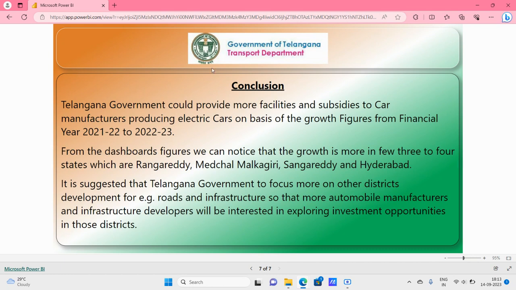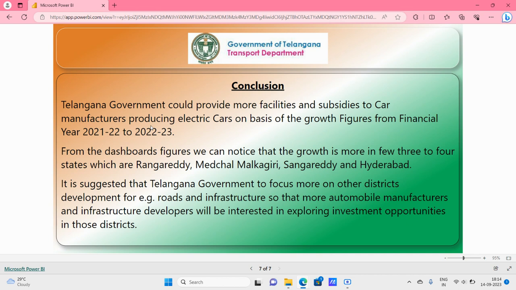From the dashboard, the conclusion we can draw is that the Telangana government could provide more facilities and subsidies to car manufacturers and for providing electric cars, based on the growth figures for the financial years 21-22 and 22-23. From the dashboard figures, we can notice that growth is more in three to four districts, which are Rangareddy, Malakagiri, Sangareddy, and Hyderabad. So I think the growth is more concentrated in these districts.